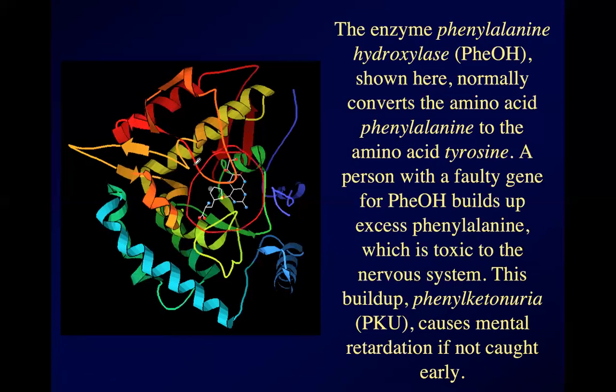That thing right there, that's a molecule of an amino acid called phenylalanine. It's fitting right there in the active site. And this enzyme will normally convert phenylalanine to the amino acid tyrosine. If you inherit a faulty gene for this enzyme, if you don't make the enzyme or you don't make it with the right shape, phenylalanine cannot be broken down to tyrosine, and excess phenylalanine builds up because that disassembly line is blocked.